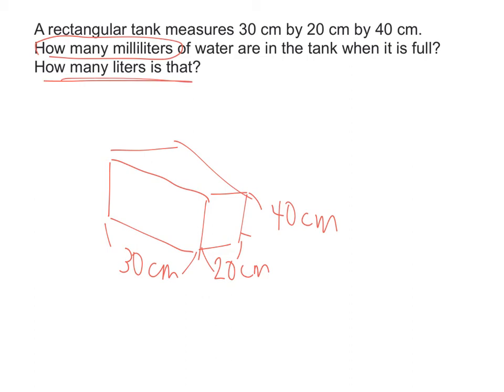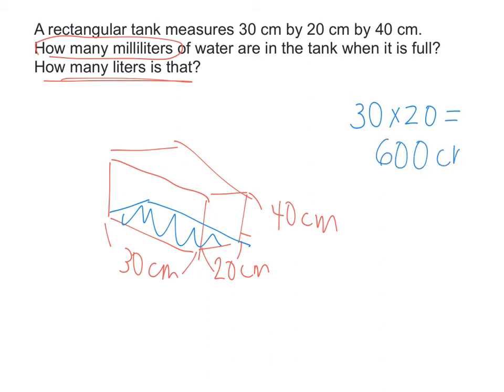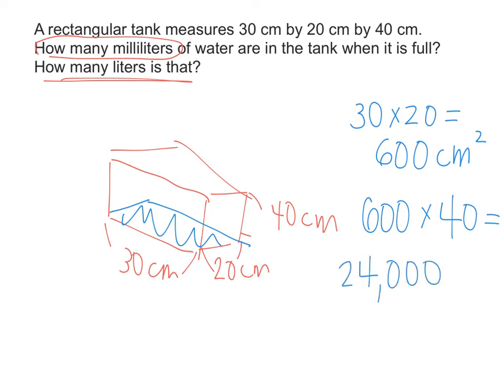So first let's find the volume. We can find the volume by finding the area of the base, which in this case is 30 centimeters times 20 centimeters, which is 600 square centimeters. Now we can multiply that by the height. If you're taking good notes, you're writing this down as I am. Once we have the area of the base, we can multiply that by the height, which is 40 centimeters. So the volume of this is 24,000 cubic centimeters.